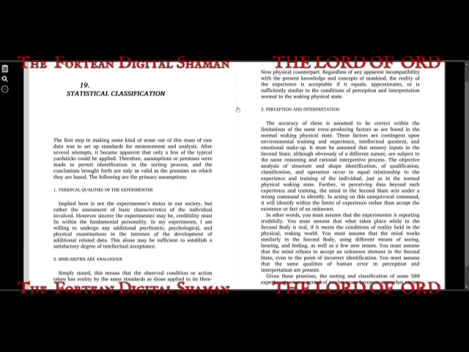2. Similarities are analogous. Simply stated, this means that the observed condition and action taken has relatively the same standards as those applied in its here-now physical counterpart. Regardless of any apparent incompatibility with the present knowledge and concepts of mankind, the reality of the experience is acceptable if it equals, approximates, or is sufficiently similar to the conditions of the perception and interpretation normal to the waking physical state.